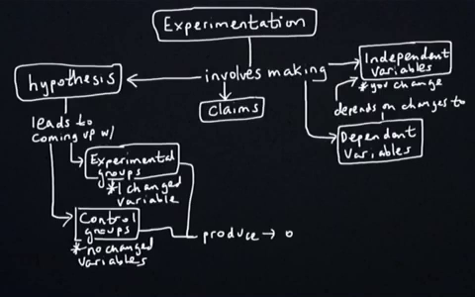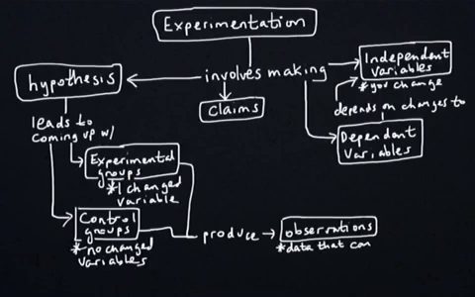So experimental groups and control groups produce observations. And observations we can think of as data that can act as evidence of the experiment. And once we have concrete evidence that is good and justifiable, we can then make those claims that are based on those observations. We can make any claim we wanted to.